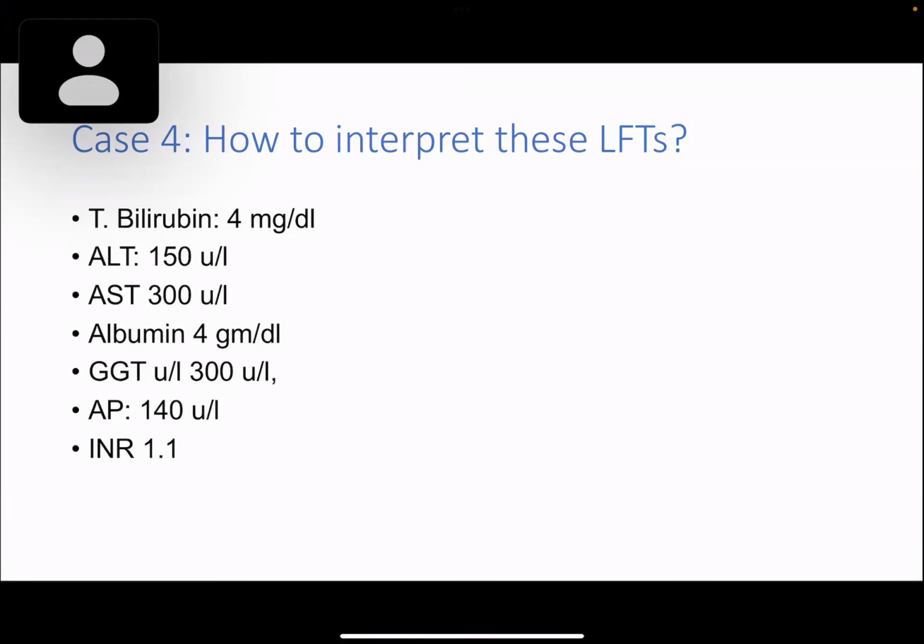If biliary, alkaline phosphatase will be elevated as well, okay? So having a high GGT and normal alkaline phosphatase is highly suggestive of non-biliary disease. So this patient is having high GGT, high transaminases, and AST is higher than ALT. If you calculate the AST-ALT ratio, it is 2. So what is your clinical diagnosis?